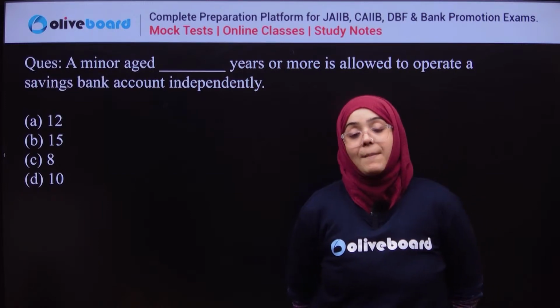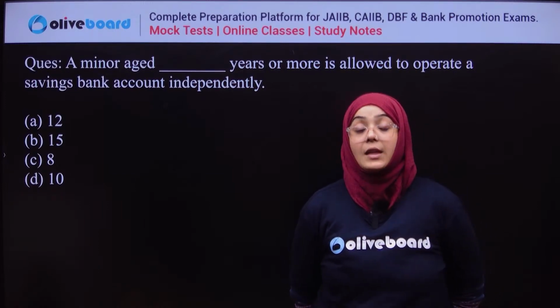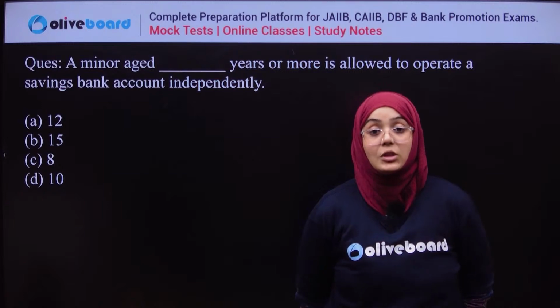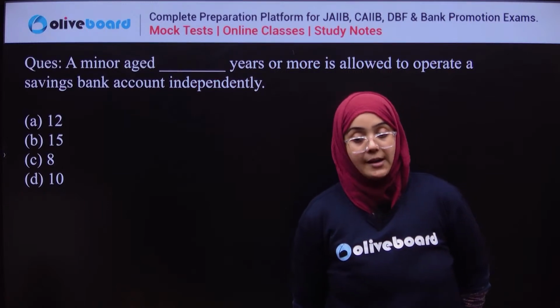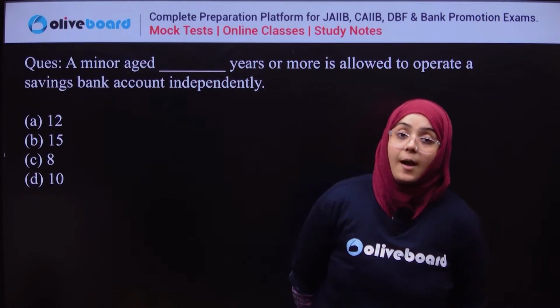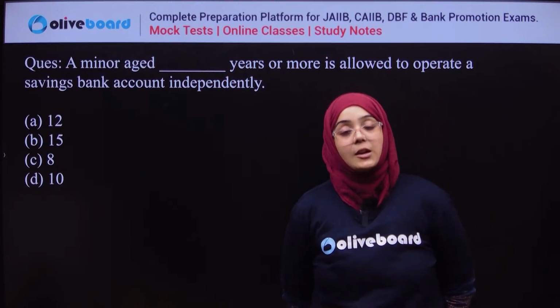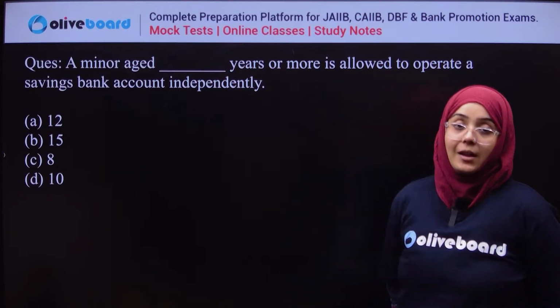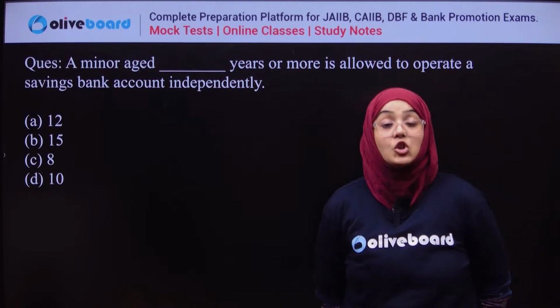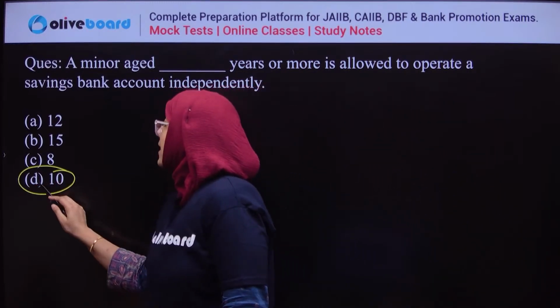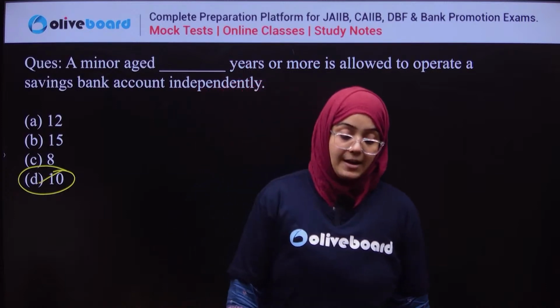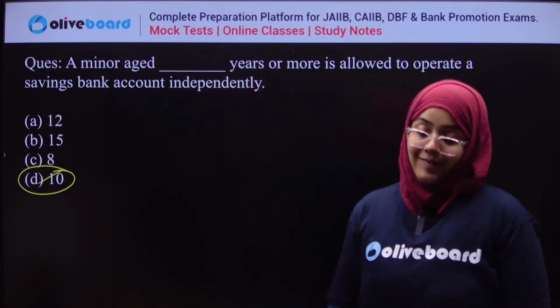So, actually, banks are free to decide the minimum age at which they allow the individual to operate the account independently. It depends completely on the bank. But for a common thing, if a minor is aged above 10 years, then they are allowed to operate the saving account independently. So the correct answer is D.